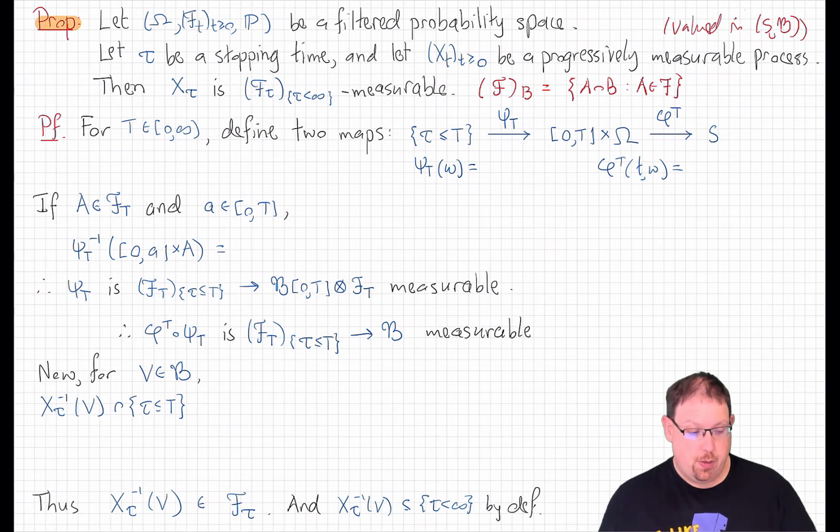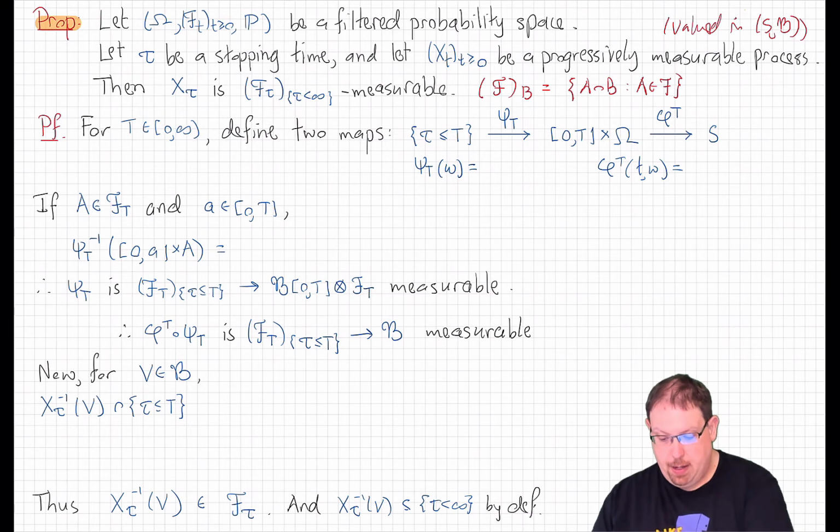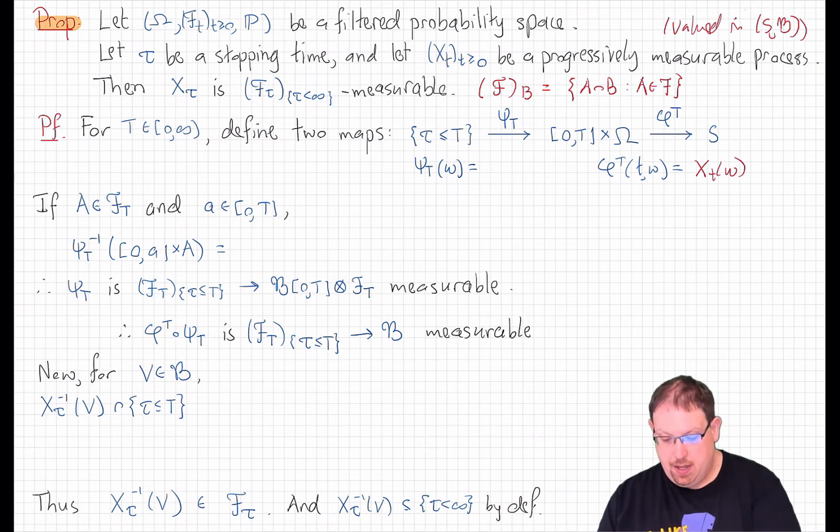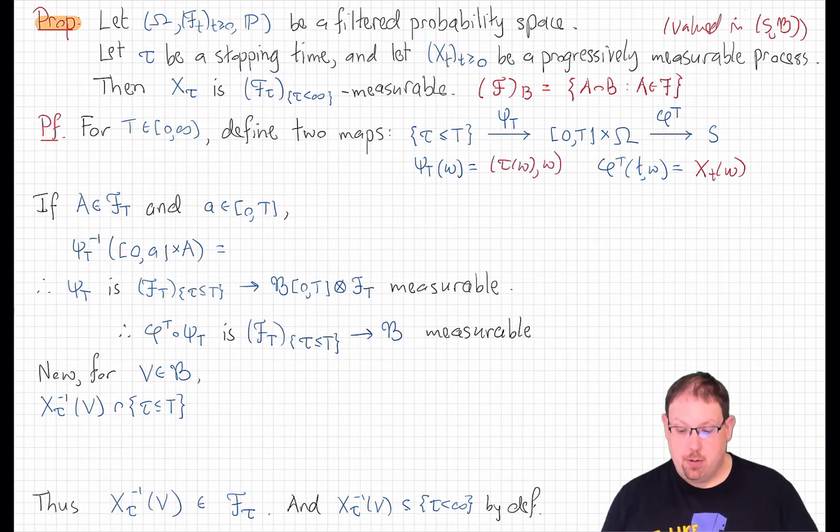So we're going to have to use progressive measurability here. Let's use that definition judiciously. For any time t in 0 up to infinity, we'll define two maps. There's the map phi_t that we've dealt with before. That's the map of t and omega separately into the process X_t of omega. And let's also consider the map psi_t, which is going to be defined for now on the event that tau is less than or equal to t. And that's just the function tau of omega, comma, omega. So it's tau cross the identity. That means that if we compose phi_t with psi_t, we get X_tau.